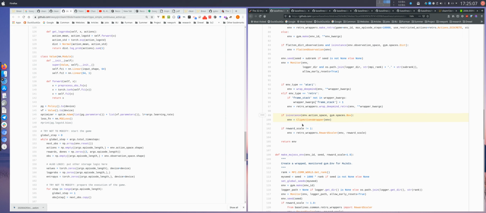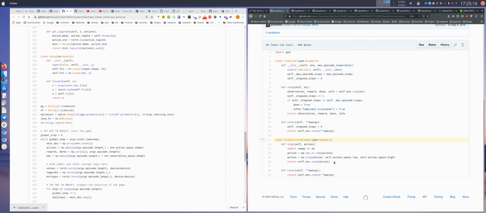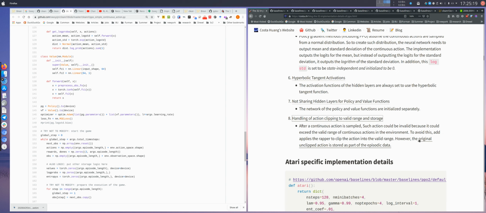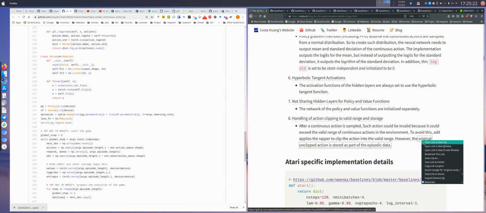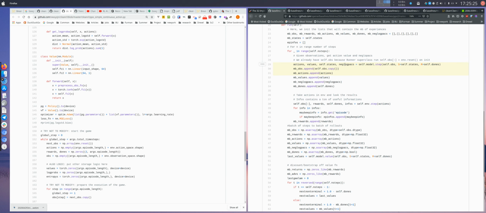So if you look at its wrapper, the environment is essentially wrapped with this clip action wrapper that clips the action to the valid range. If you look at how an action is sampled, an action is just sampled, and then it's stored as part of the episodic data. So there's no way for the agent over here to have access to the environment's wrapper. I'm pretty sure they don't get the clipped action to store over here.